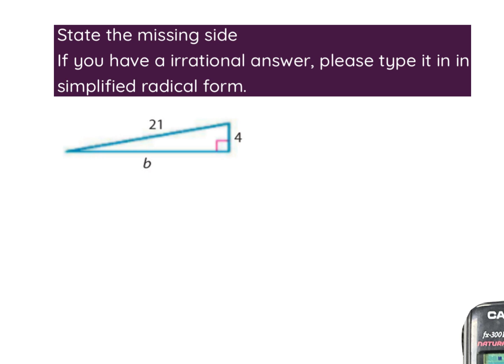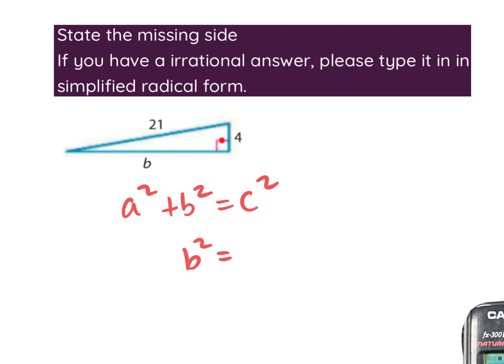Here's another one. Again, we're going to find the missing side. Let's begin by writing down the Pythagorean theorem. The Pythagorean theorem is a squared plus b squared equals c squared. They don't give us the b, which means b stays b. So I have a b squared.